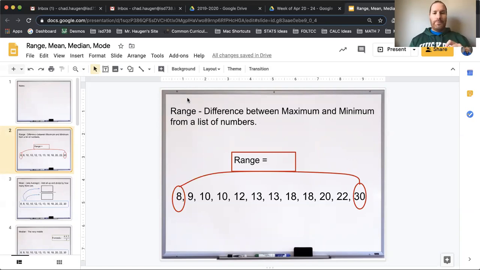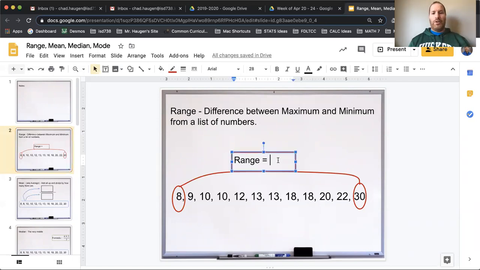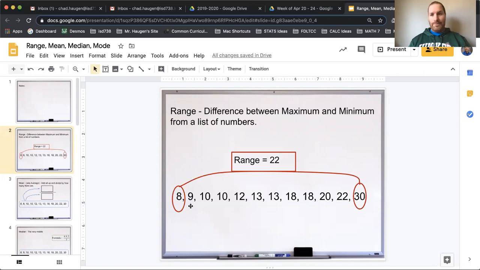When we're talking about data, which is what we're doing today, range is just the maximum minus the minimum. Here, 30 minus 8. Range should always be a positive number. So in this case, the range should be 22, because that would be 30 minus 8. Yeah, those are the basics on range.